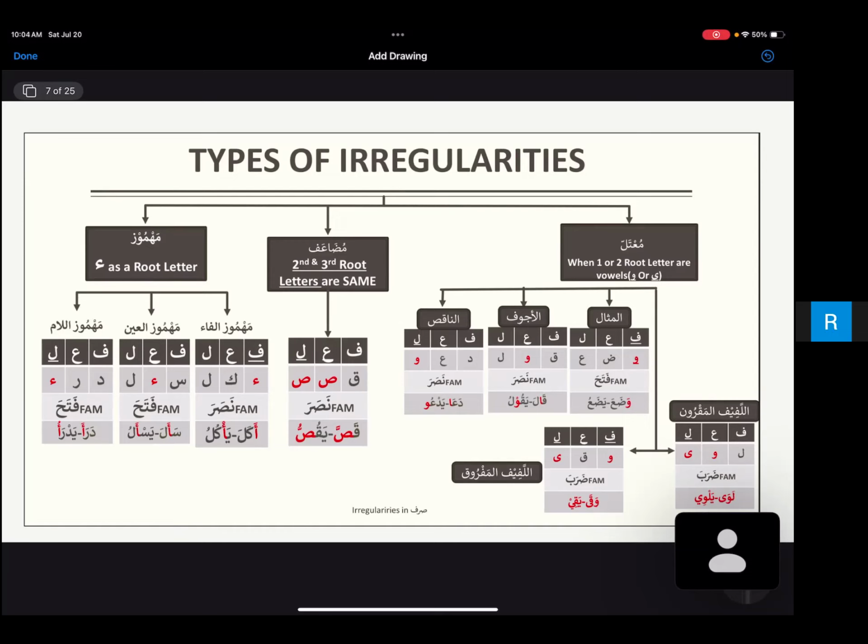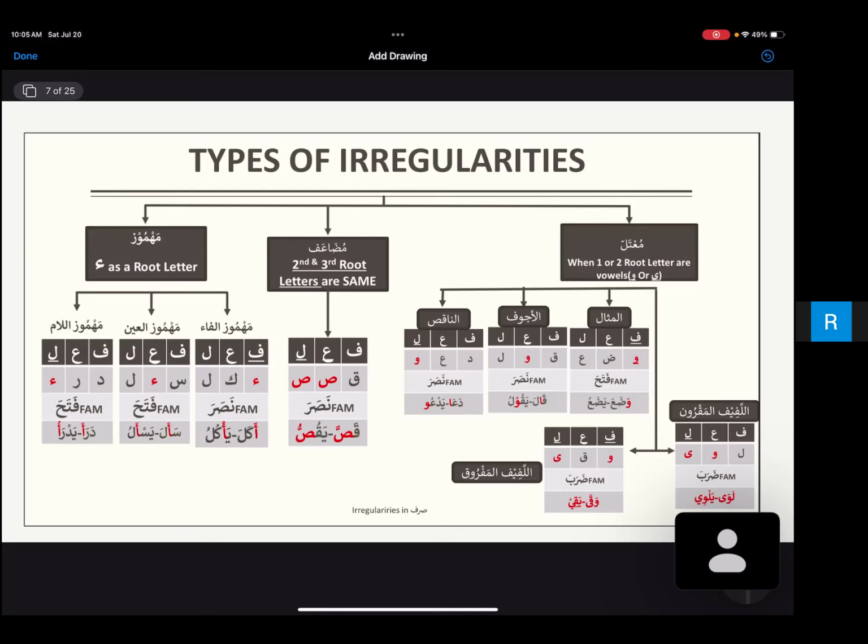Then we have mudaf. Mudaf is when the second and third root letters are the same. The first and second are not going to be, only the second and third are going to be the same letters. That's why we do not have further division in there. So fa, ain, and lam, and then ain and lam are always going to be the same. The example is qaf, sad, and sad. So this is family nasara: qasa, yaqussu.